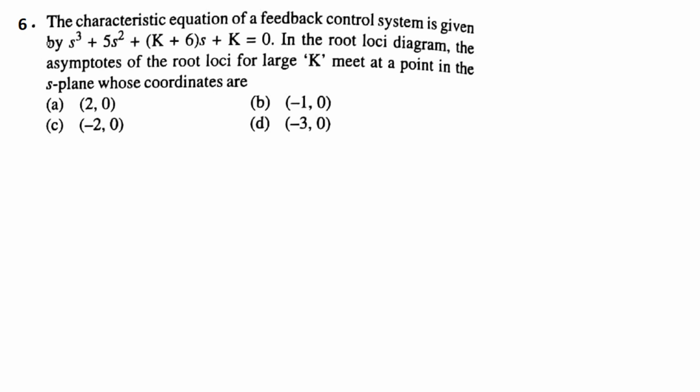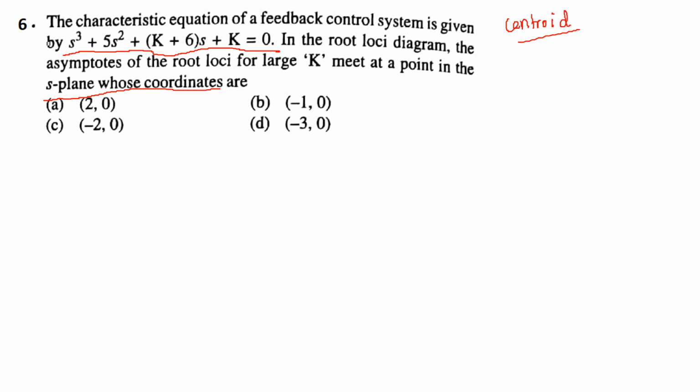Sixth one: the characteristic equation of a feedback control system is given by s cubed plus 5s squared plus (K plus 6)s plus K equal to 0. In the root loci diagram, the asymptotes of the root loci for large K meet at a point in the s plane whose coordinates are... Asymptotes always meet at the centroid. The point is known as the centroid. So here we are going to find the centroid.